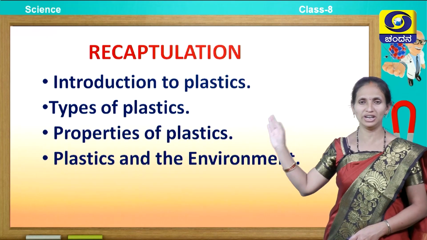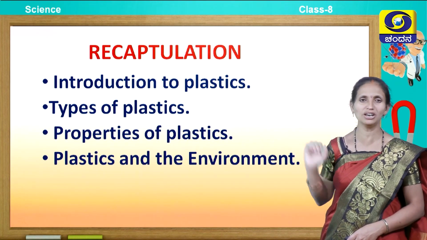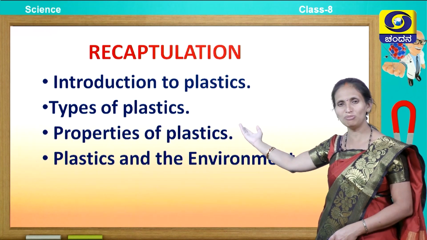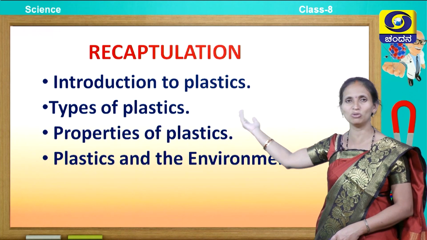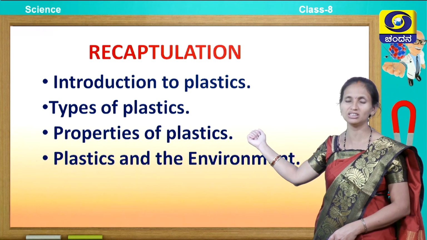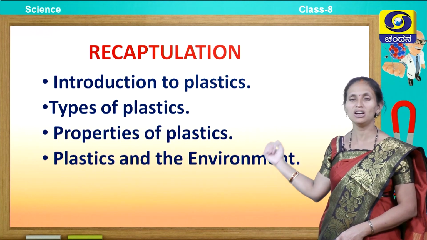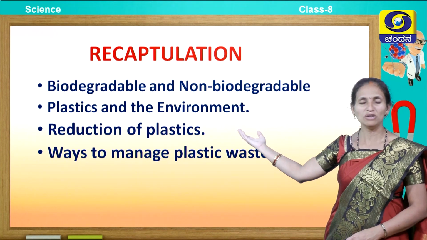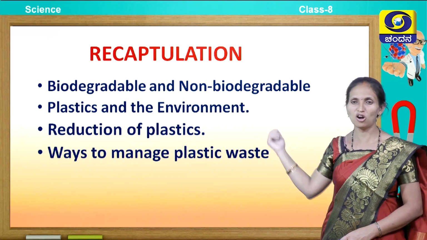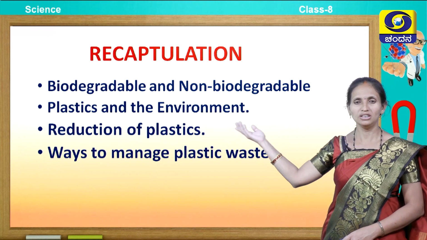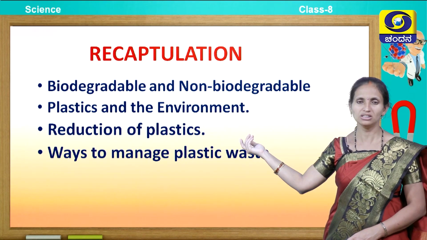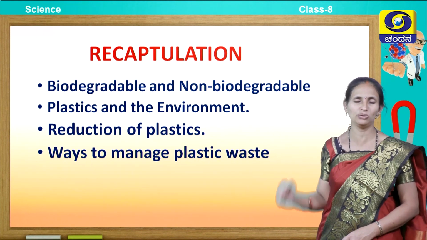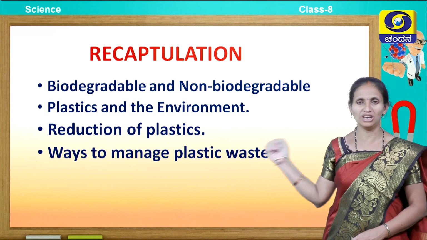Okay children, in today's class what we have learned, let us do a small recapitulation. We have learned about the introduction to plastics, types of plastics. In types of plastic, we have learnt about thermosetting plastics and thermoplastics. We have learnt about properties of plastics and the impact of plastics on the environment. We also learnt about biodegradable and non-biodegradable substances. Then how to reduce the use of plastics and what are the ways to manage plastic waste. This is what we have learnt in today's class. Hope you all enjoyed this class.